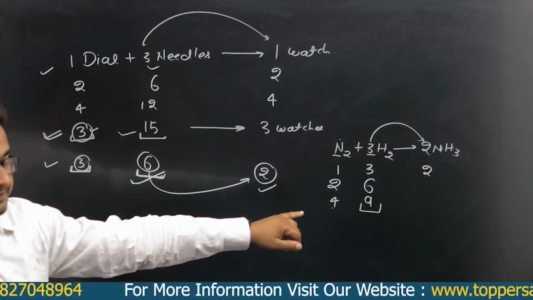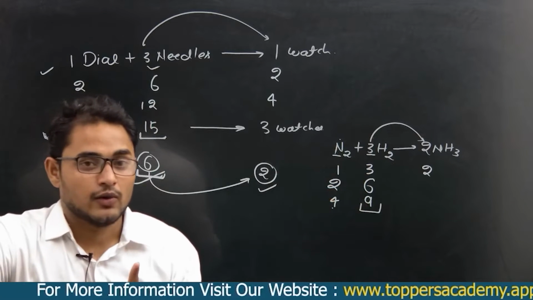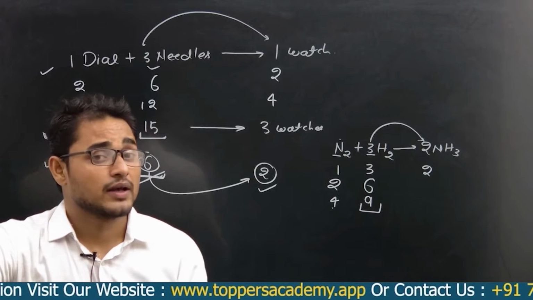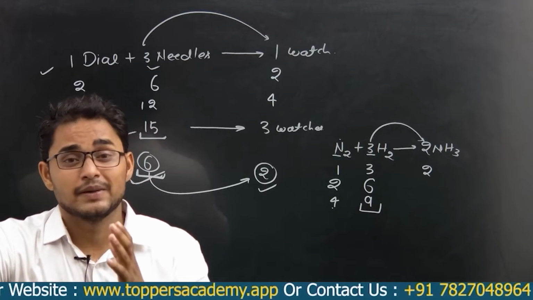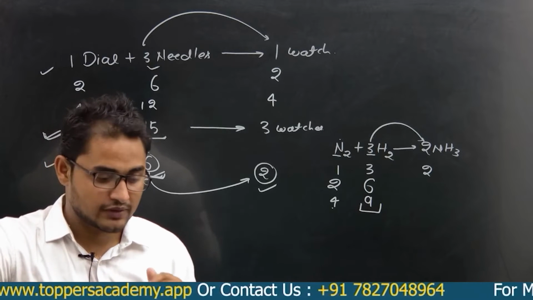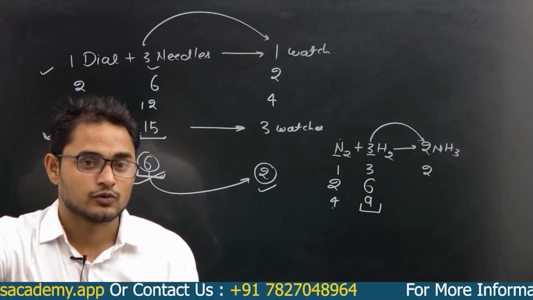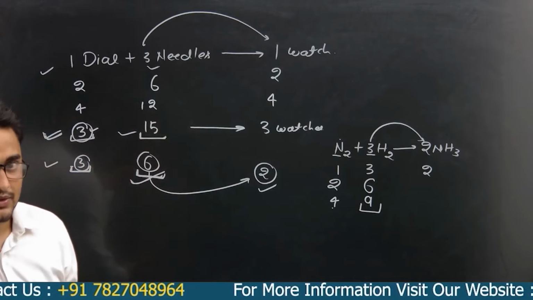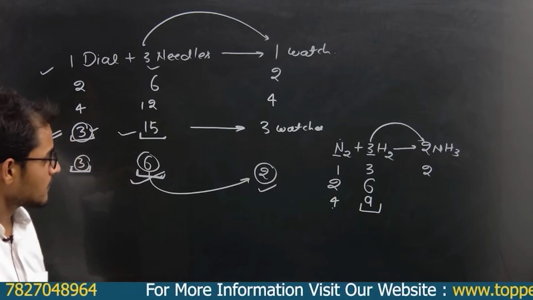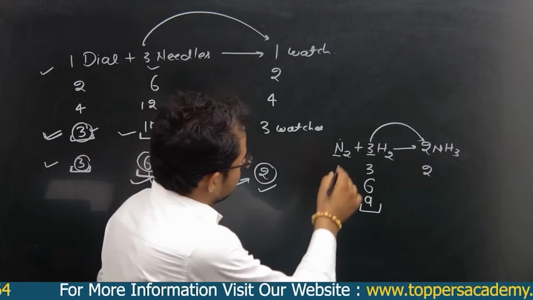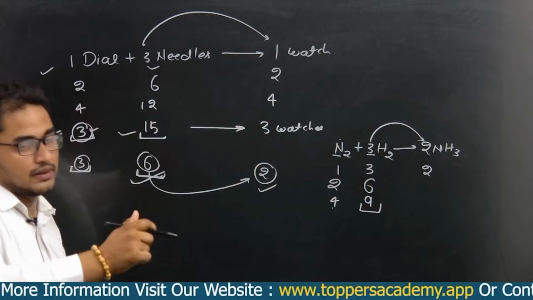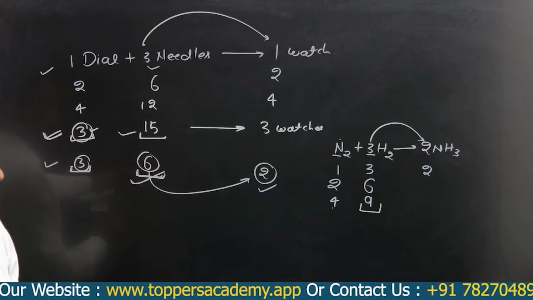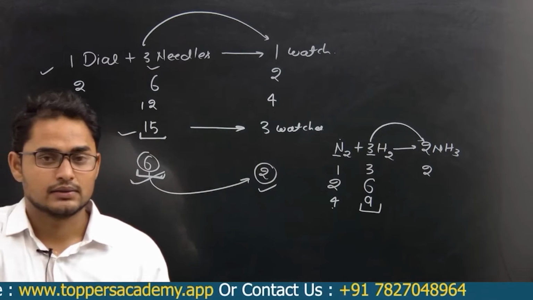One more thing, if we want to find the limiting reagent in a chemical reaction, then our chemical reaction must be a balanced chemical reaction. If it is not, then we will have to balance it first, and then we will check the limiting reagent in our chemical reaction. Okay, so this is the way in which we can find the limiting reagent. I'm going to tell you one more way to find the limiting reagent.